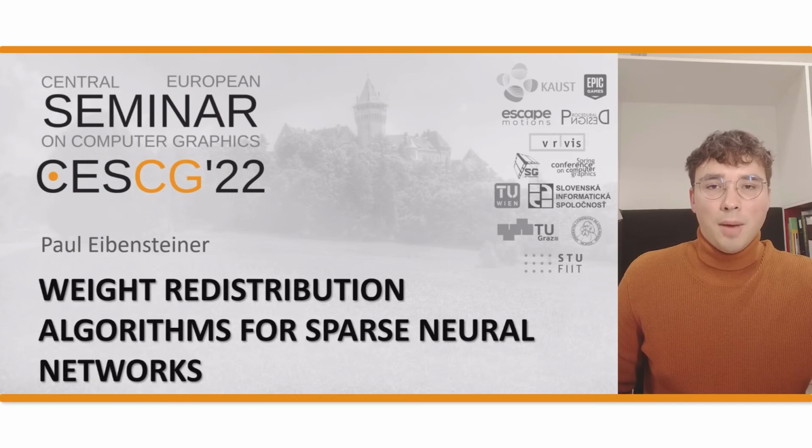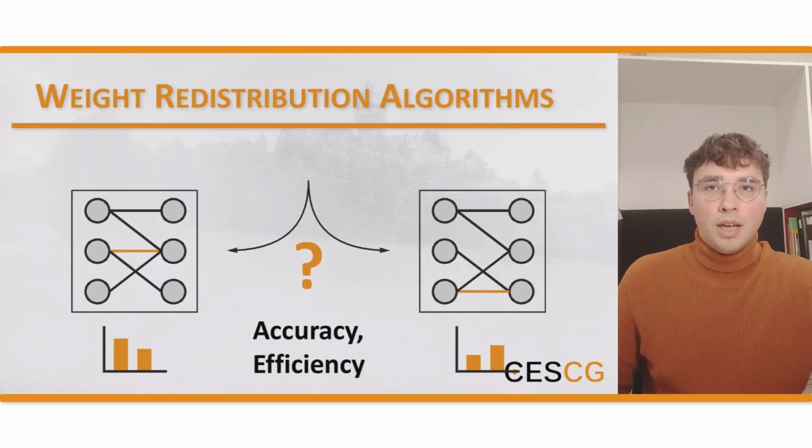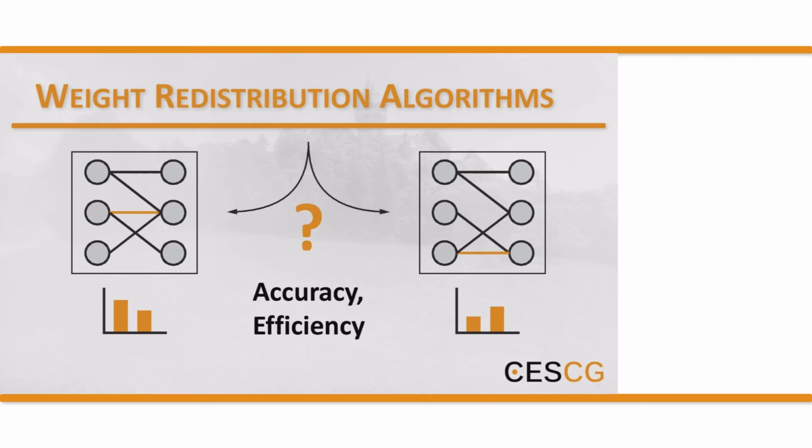Hello, I'm Paul from Graz University of Technology. My paper is about training algorithms for sparse neural networks. I created two new algorithms for weight relocation using an approximation of the second-order derivative. Then I compared them to existing methods in terms of network accuracy and the computational cost of training. If you're interested in new ways to create more accurate and efficient neural networks, check out my presentation.